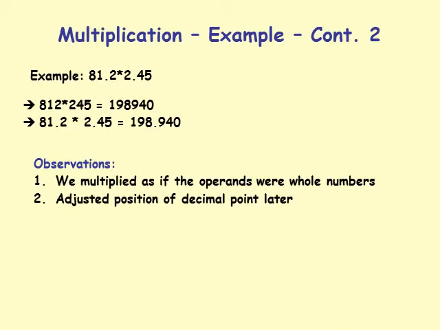Let's make some observations. We multiplied as if the operands were whole numbers, and adjusted the position of the decimal point later. After we finished the multiplication, we had one digit to the right here, two digits to the right here, and three digits in the end.